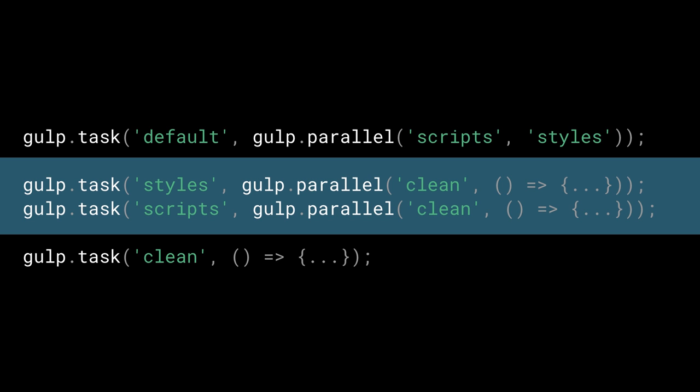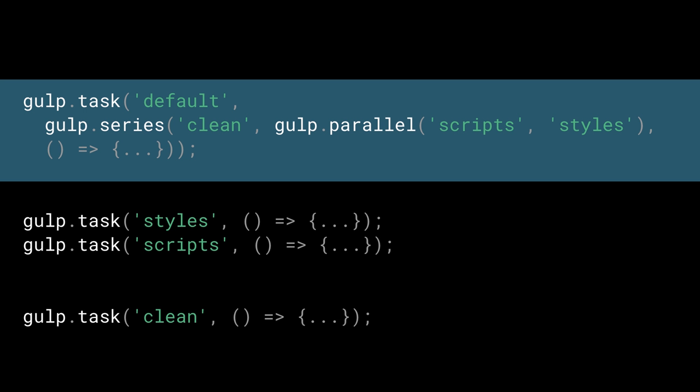It causes a ton of problems. The dependency for our clean here is still hardwired in and actually gets called every time, whether we call scripts or styles. Gulp 4 doesn't do a dependency check here because they're not really dependencies. So your clean gets executed twice. Now, to get the original execution order, we want to do clean, then we want to run styles and scripts in parallel, and then our default task. And we can achieve that using this.